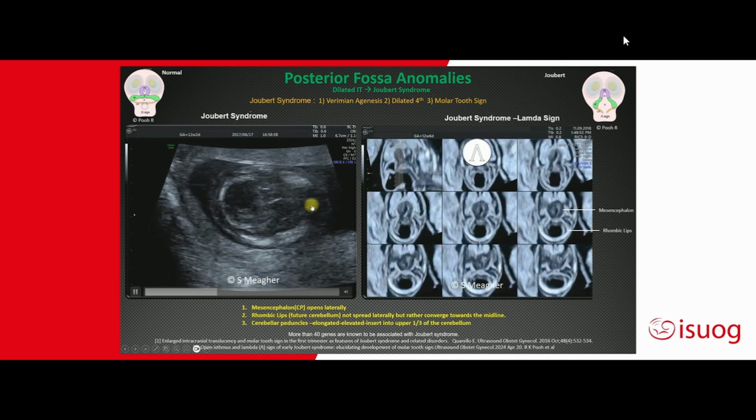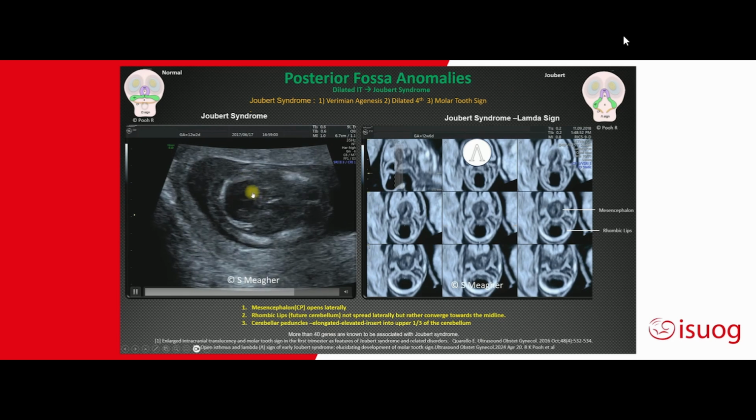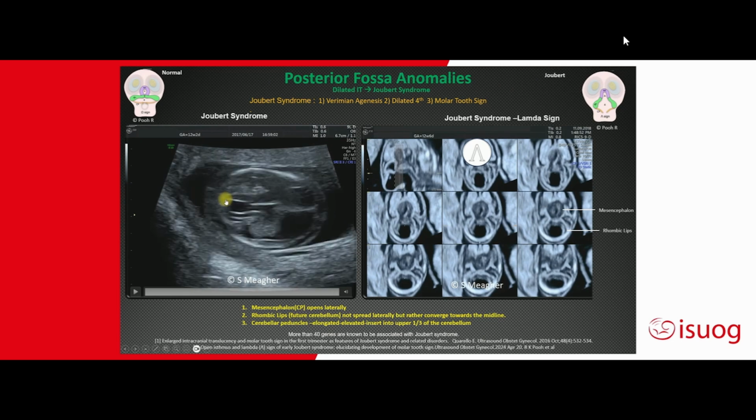These are two separate cases. Start off with this case, 2017. Absence of the vermis, dilated cerebral fourth ventricle, and then that typical molar tooth configuration when looking across the BPD. A very nice paper by Ritsuko Pooh recently suggests looking for the lambda sign.